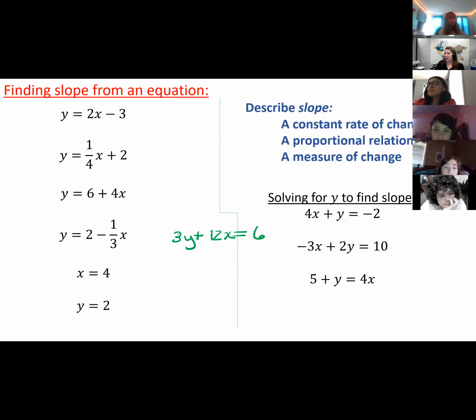All right, what do I want by itself? What letter, x or y? Y. Good. What am I going to get rid of first? What whole term am I going to move? I want all of 12x to go away, right? How do I get rid of positive 12x? I'm going to subtract 12x. I don't want to pull it apart. I want to move the whole term together. So I'm going to subtract 12x from both sides.